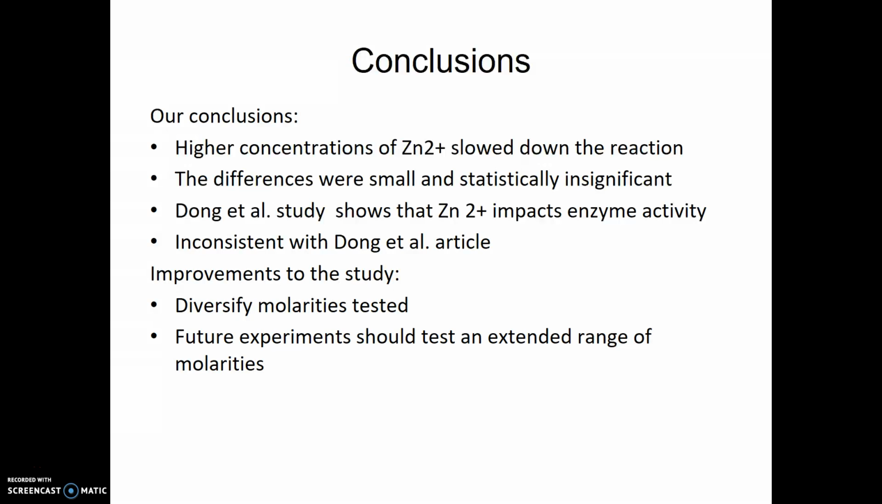We expected zinc to impact our catalase activity because the Dong et al. study showed a strong inhibition when zinc was added. Our results were inconsistent with this study. This inconsistency could be explained by the fact that we used a catalase enzyme from plant cells while they used a bacterial enzyme. Our study could be improved by increasing the amount of molarities tested.